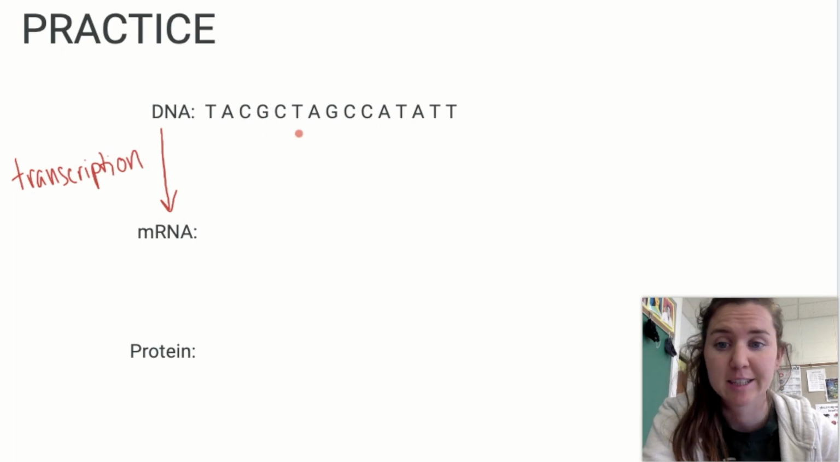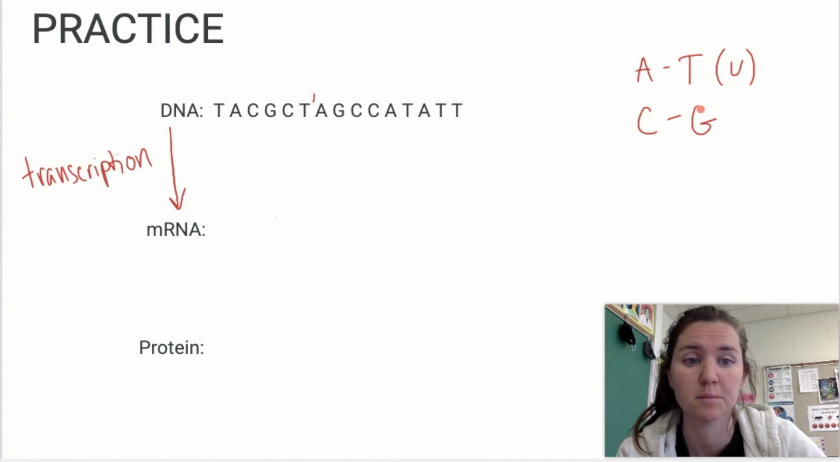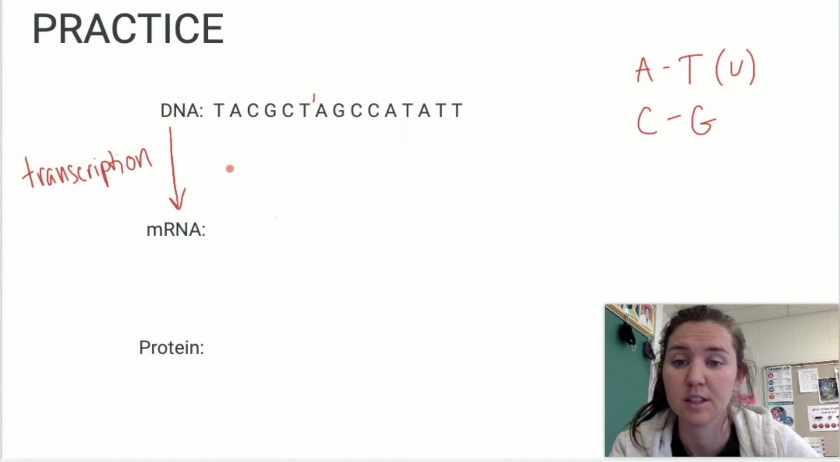So we were already practicing this last week, going from DNA to the mRNA strand that would pair with it. So what we need to remember is the base pairing rules: A pairs with T, or U in the case of RNA, and C pairs with G. So then using those rules, we have a T here in DNA, so it'll pair with an A.